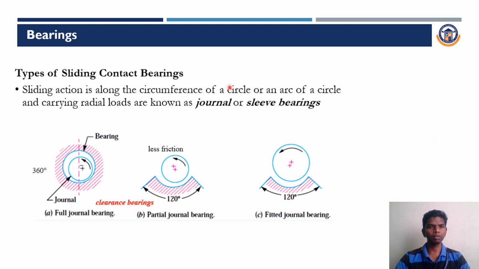And next, the types of sliding contact bearing. Sliding action along the circumference of a circle or an arc of a circle and carrying radial loads is known as a journal or sleeve bearing. So this is a full journal bearing. This diagram represents the partial journal bearing, and the third one is the fitted journal bearing.